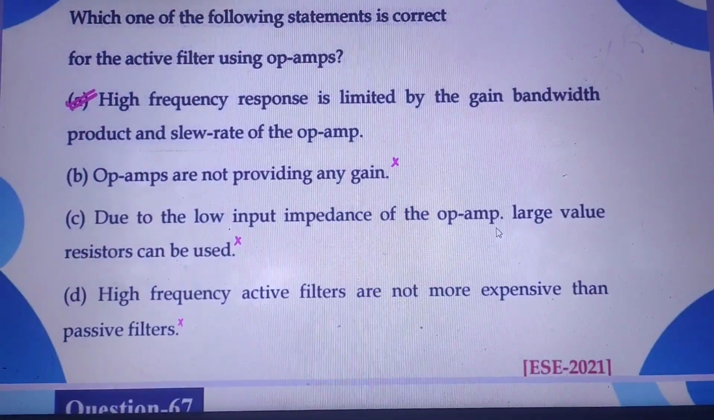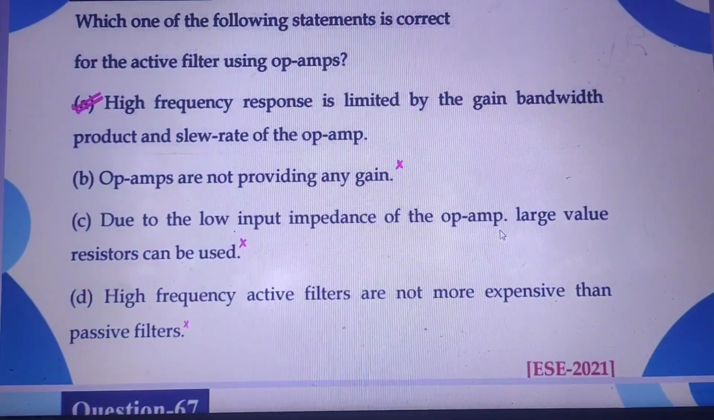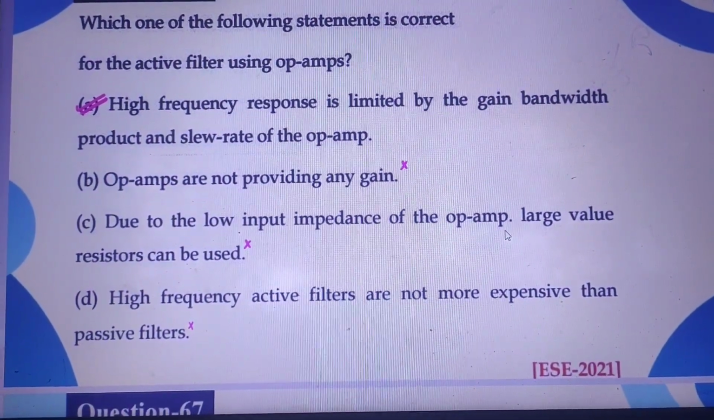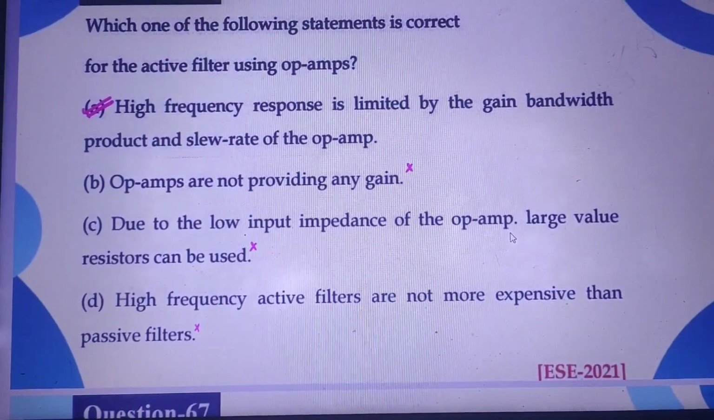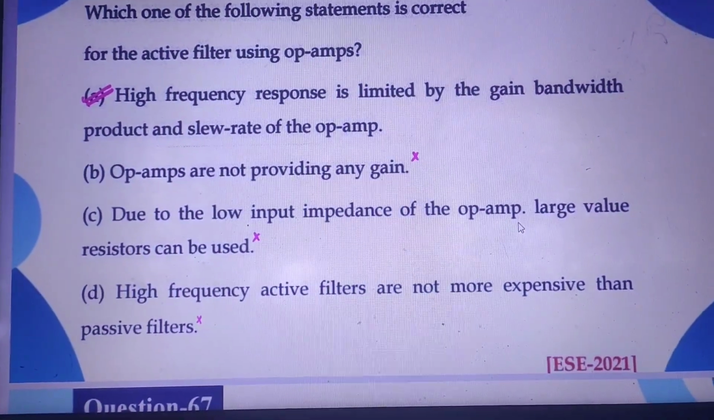Which one of the following statements is correct for active filters using op amps? High frequency response is limited by the gain bandwidth product and slew rate of the op amp. That is the right option.